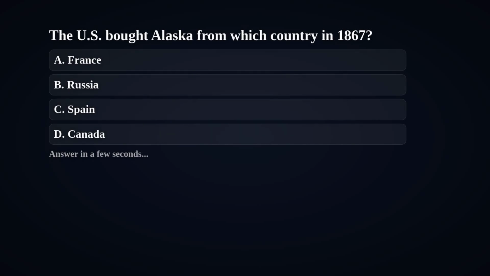Question 11. The U.S. bought Alaska from which country in 1867? A. France. B. Russia. C. Spain. D. Canada.